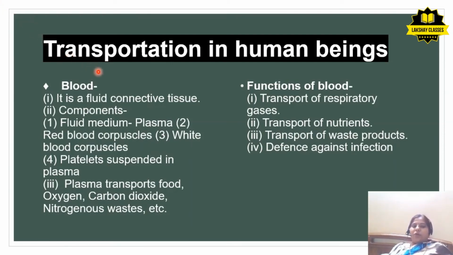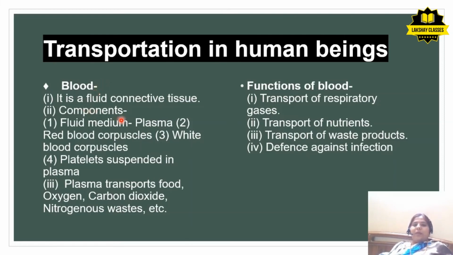Welcome. Now our next topic is transportation in human beings. Transportation is also called circulatory system. So the main transporting agent in our body is blood. Blood is helping in transportation of different materials in our body. Blood is the connective tissue. This you have learnt in class 9, that it is a fluid connective tissue.